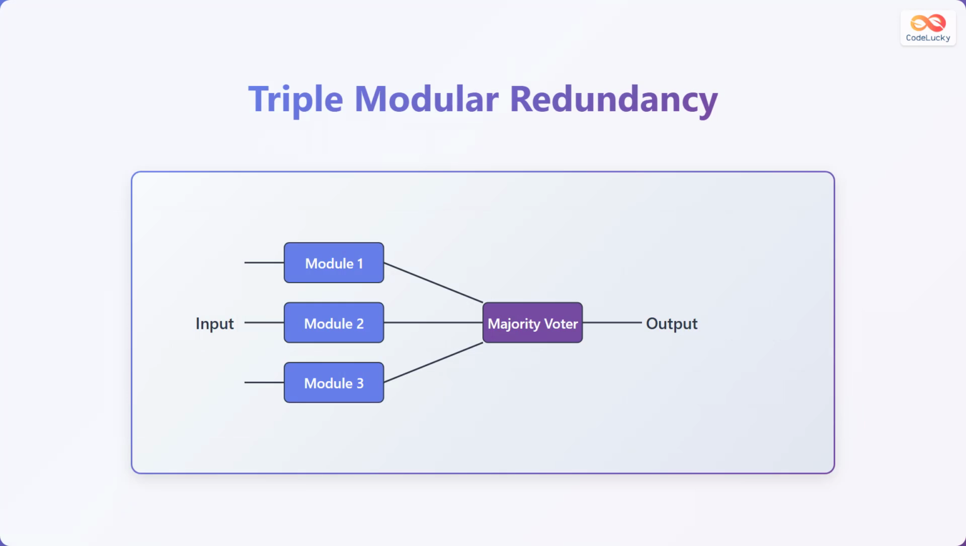Triple modular redundancy. The same input is given to 3 modules. The output of the 3 modules is given to a majority voter. Finally, the output is taken from the majority voter. This way, if one of the modules gives the wrong output, the majority voter will correct it.